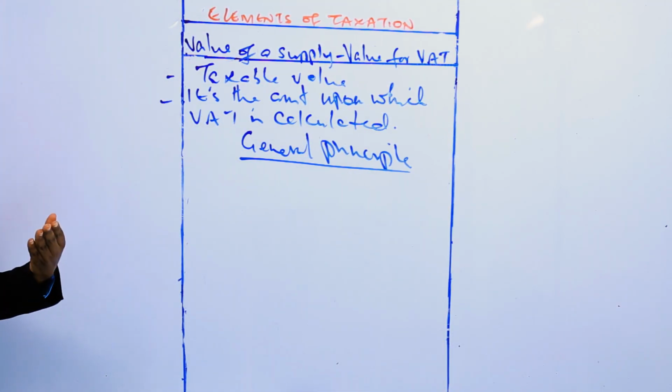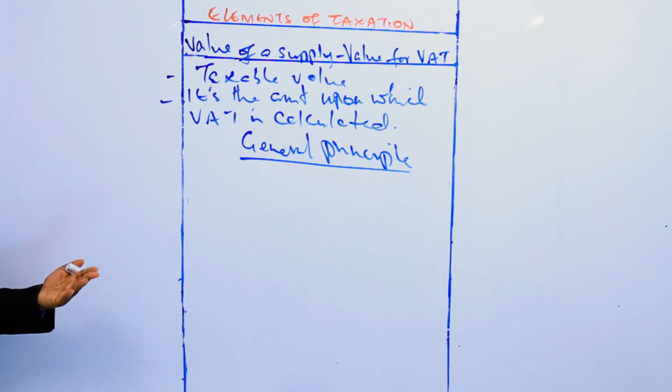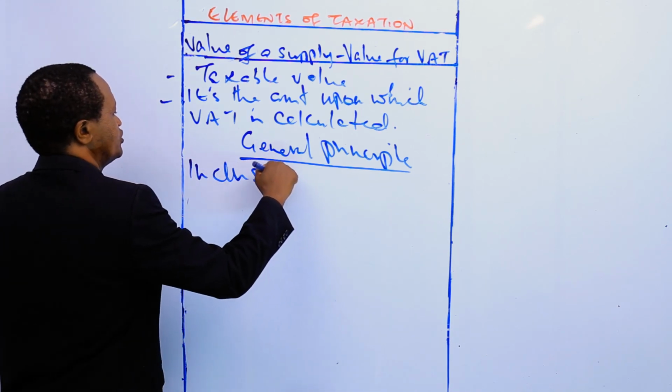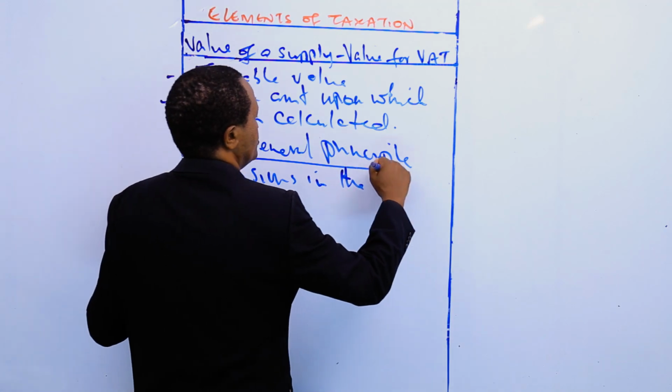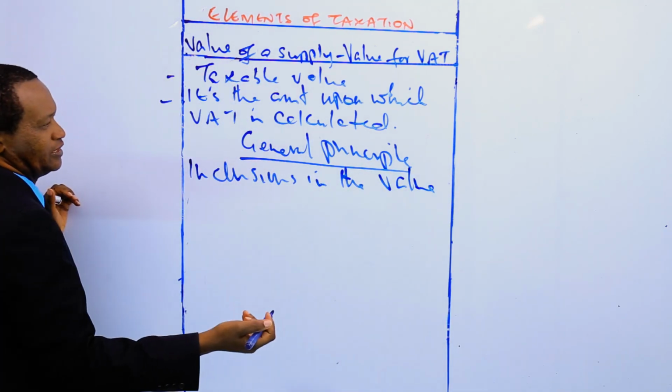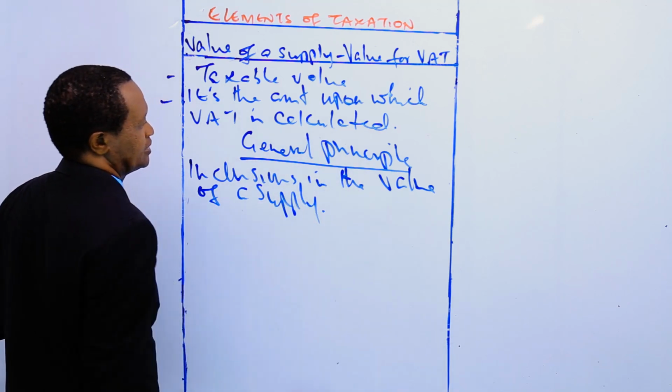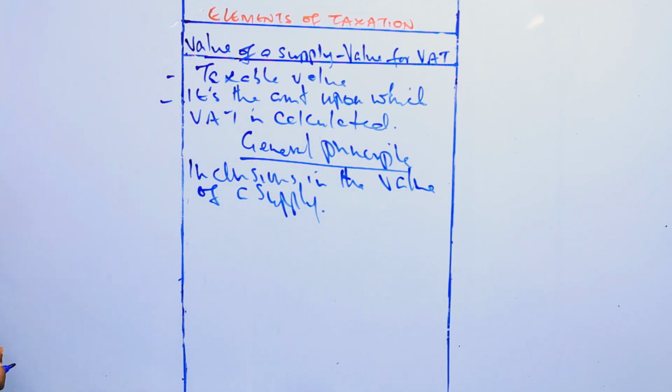So inclusions in the value of the supply would include levies, duties, and so on. So we want to look at some of the inclusions in the value of a supply. What are the inclusions? What does this value of a supply contain?